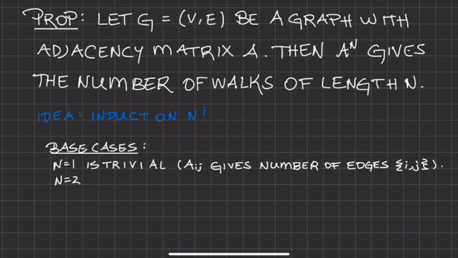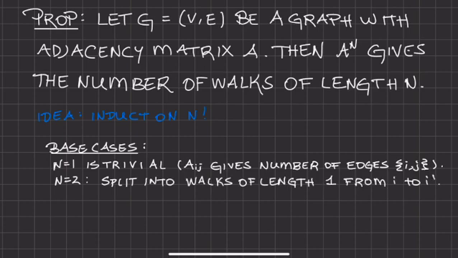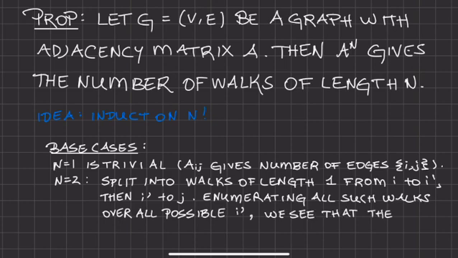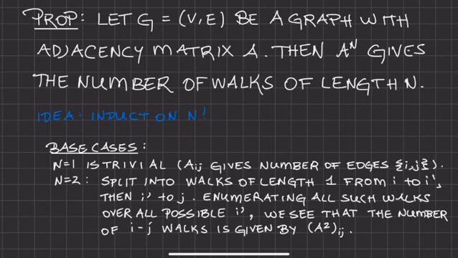For our second base case, we look at our number of ij walks of length 2. Fixing some i and j, we can split our walks of length 2 into 2 walks of length 1 from i to i prime and i prime to j. Summing over all possible i prime, we observe that our resulting answer is our ijth entry of the matrix A squared. Thus, looking at our whole matrix, we see that our proposition holds for our second base case.